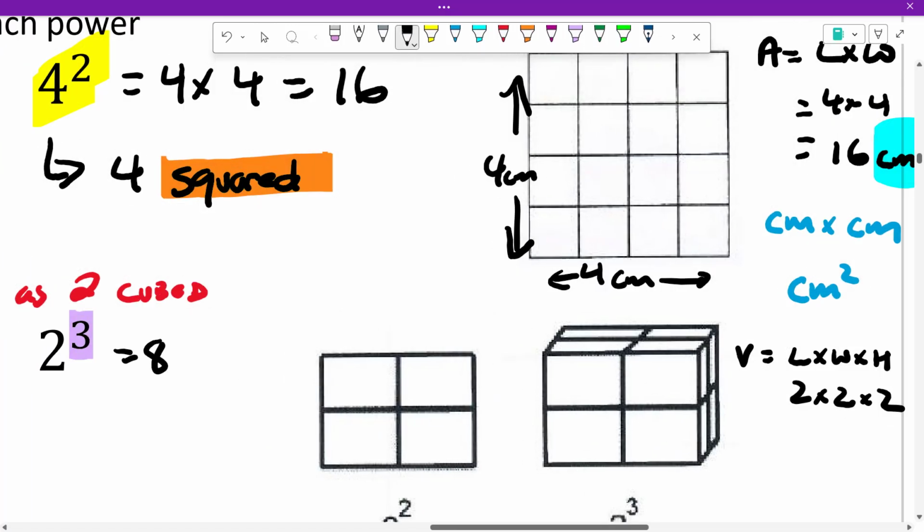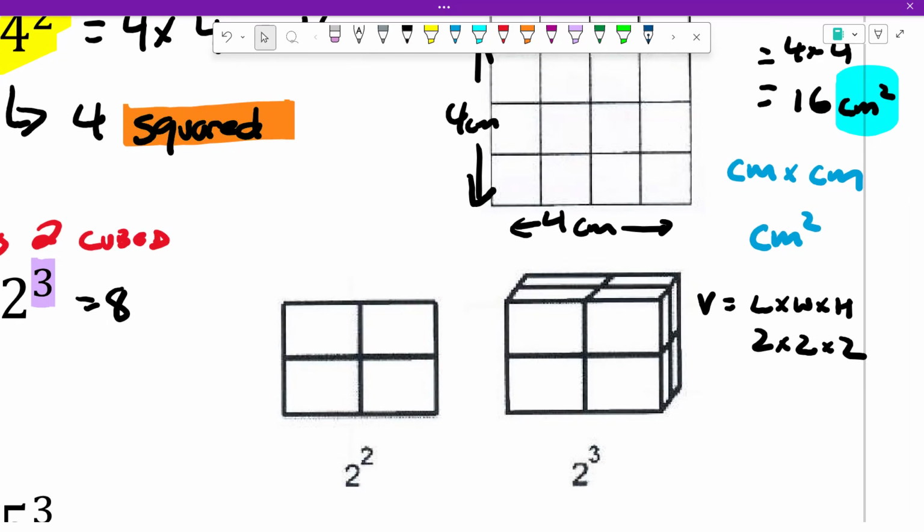And remember when we did volume, the units were always cubed. So this would be centimeter times centimeter times centimeter. So 3 centimeters. That's all it means. That's where it comes from. Right? So the units aren't mysterious. There's a reason behind it. That 2 there means something. Okay? And that's where we're going to stop.